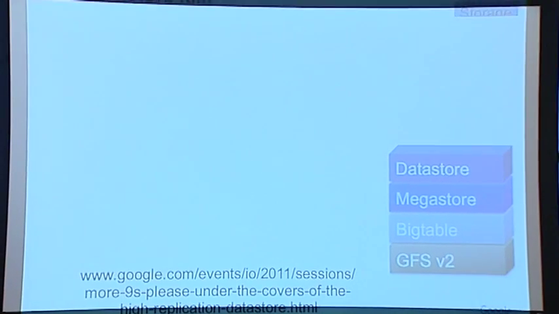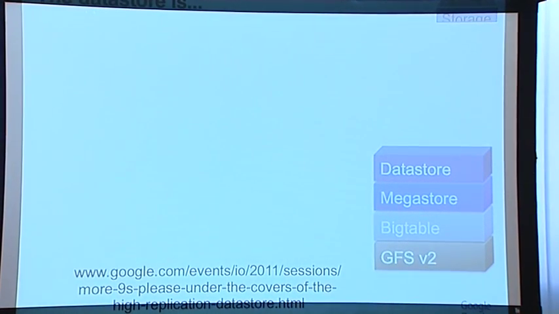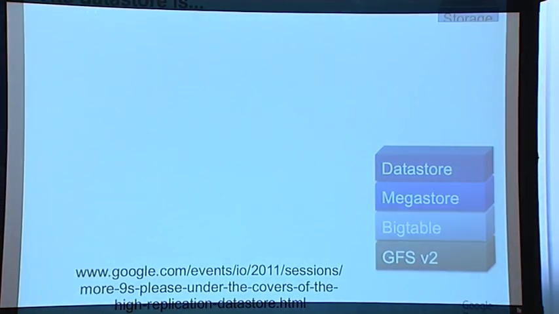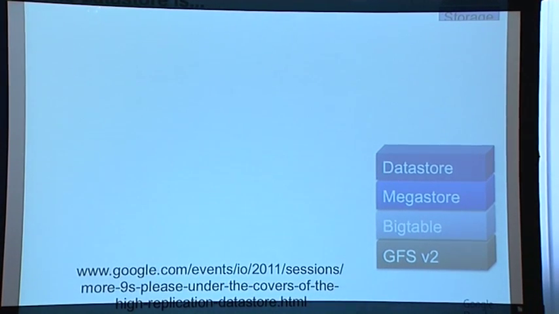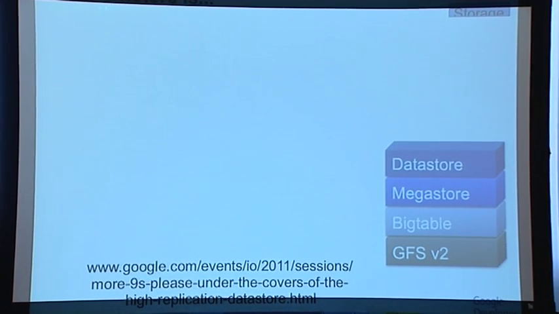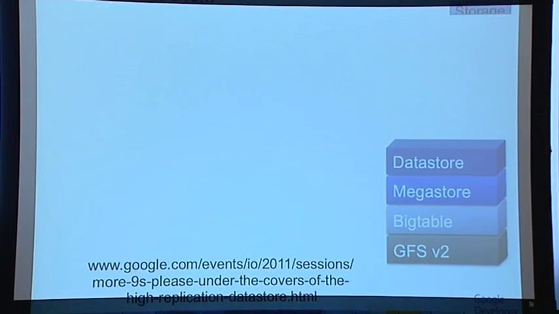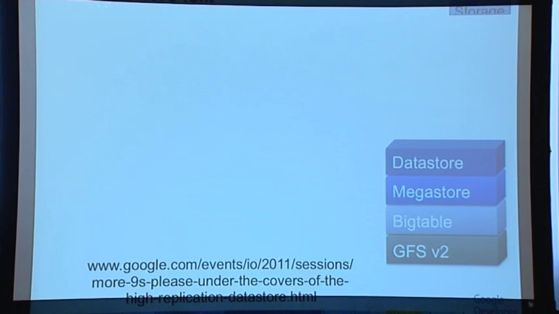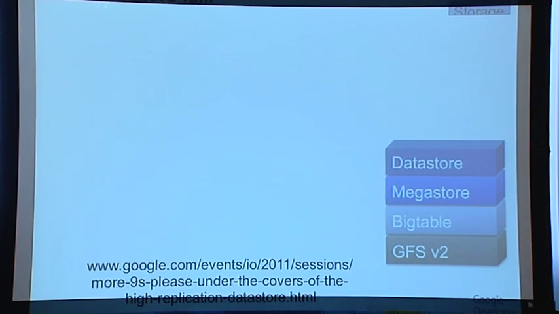On the right-hand side, you see some of the layers of what the data store is. And again, I talked about services. We have different layers. At the bottom, we have GFS v2, which is our next generation GFS. On top of that, we have something called Bigtable. And on top of that, we have Megastore. And then finally, we have the data store on top of that level. So we build things in layers, but we don't have to worry about things at the bottom. As they improve, we benefit from those improvements, as do you.